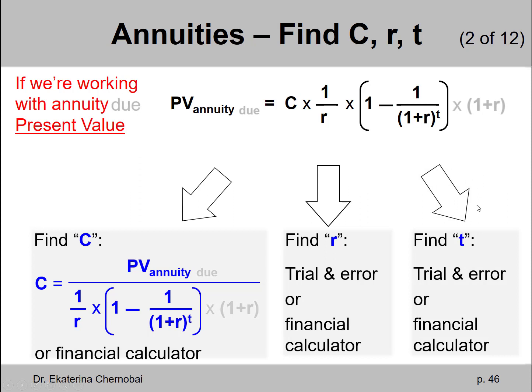And of course, there is a third thing that could instead be unknown. That's the number of annuity payments. That's T in the formula or N in the financial calculator. Again, there is no easy way to rearrange the formula. So you either do trial and error or you can use the financial calculator where you would be solving for N.